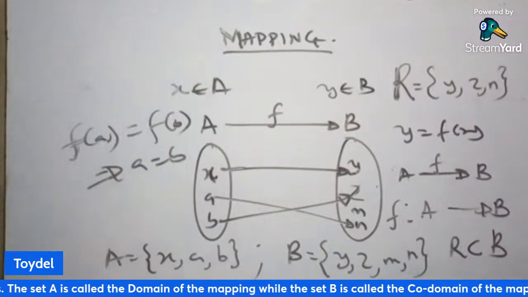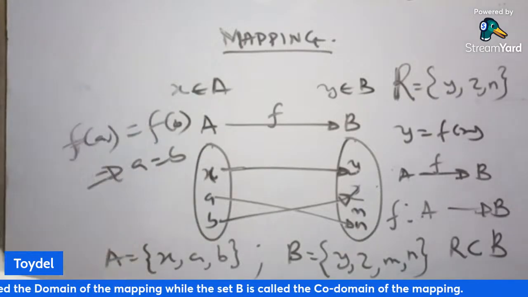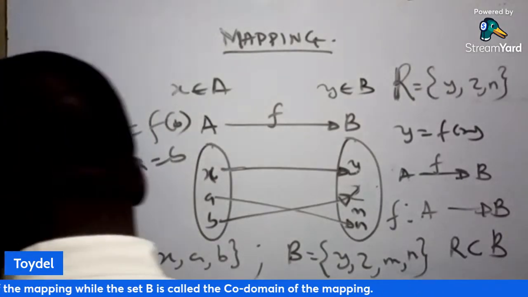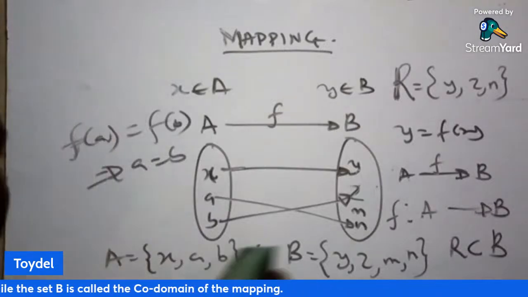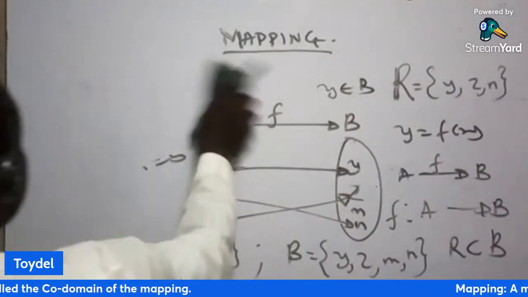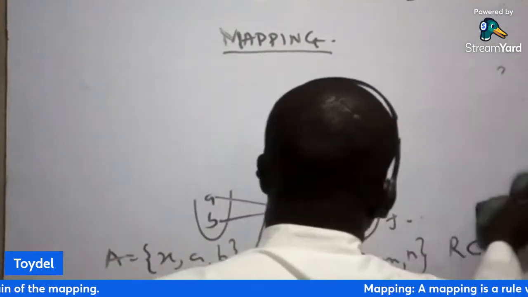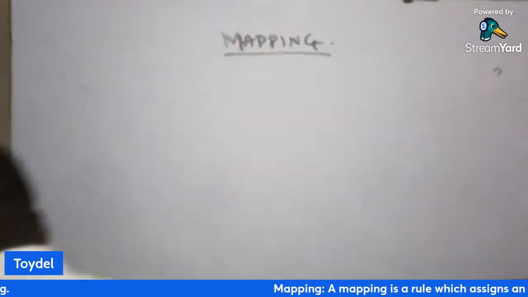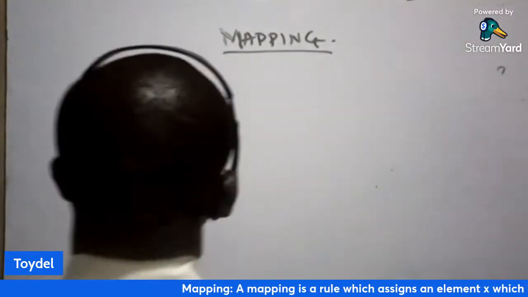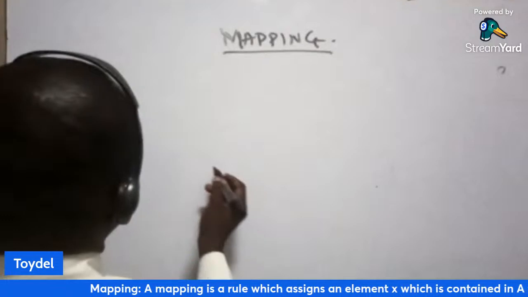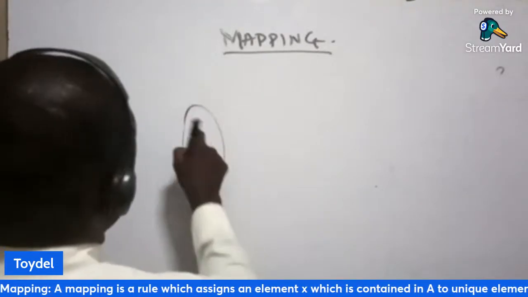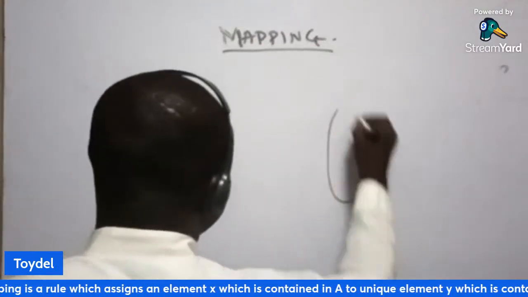Then we have onto mapping, otherwise known as surjective mapping. That simply means that the range of an onto mapping is always equal to the codomain. In the case of onto mapping, we can have two elements in the domain being mapped into one element here.